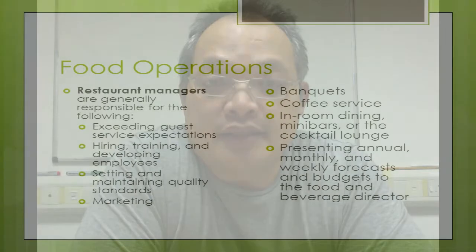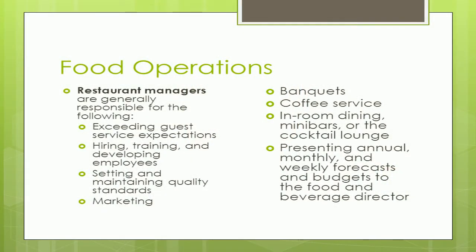Food operation is part of restaurants, banquets, coffee service, in-room dining, mini bars, lounge. The restaurant manager is responsible for overseeing restaurants, because one hotel could have two or three restaurants, including a specialty restaurant. So it can be five, six, seven outlets led by one restaurant manager, and he has help from two or three assistant managers.